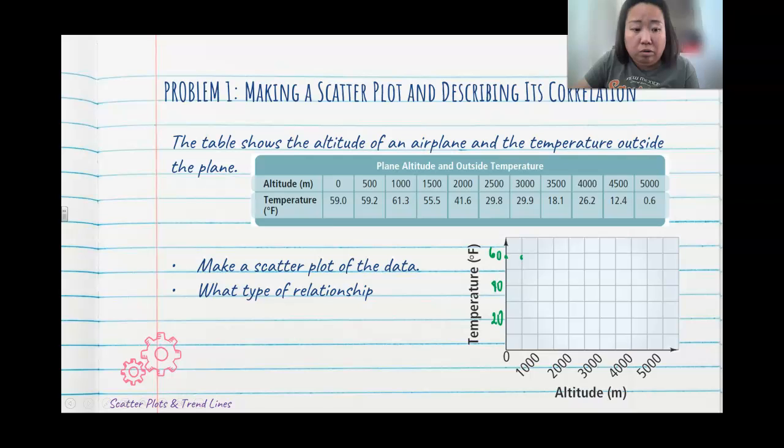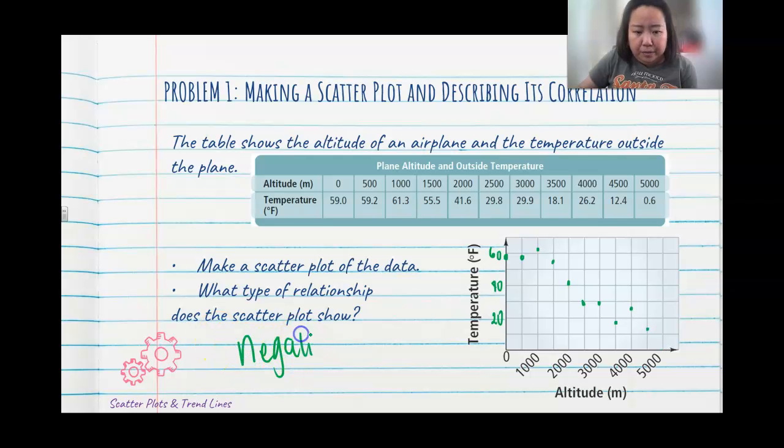You can try this one on your own as well on your graphing area. Go ahead. Okay, so looking at all the points, I just pretty much plotted everything here. What type of relationship can you think of with regard to this scatter plot? Okay, so you can see as your x value, as the altitude, is going higher, your temperature is going down. So we can say that this is going to have a negative correlation.